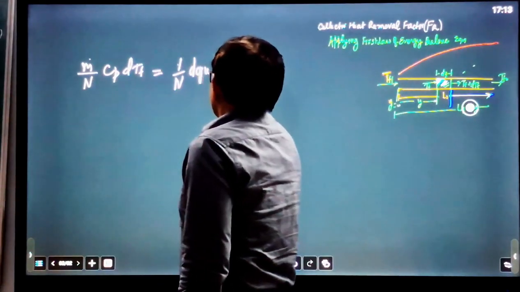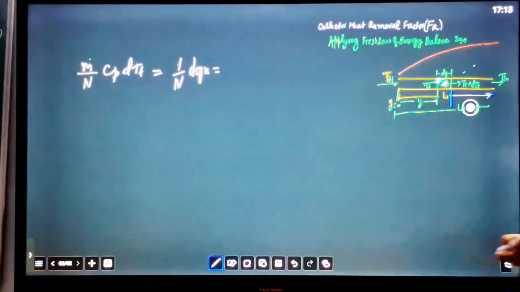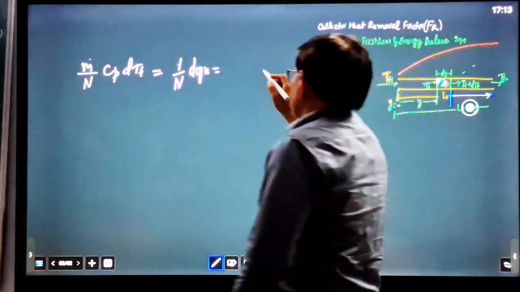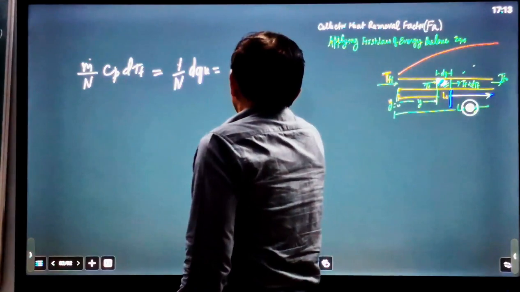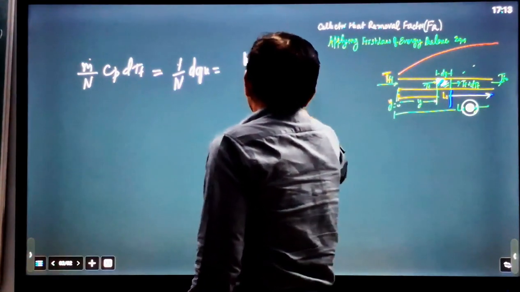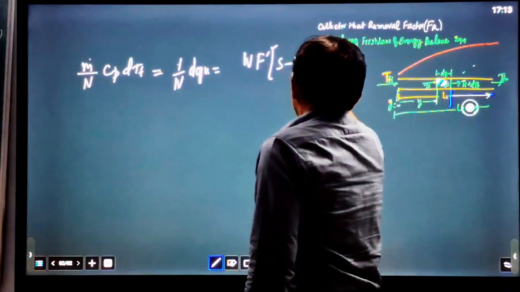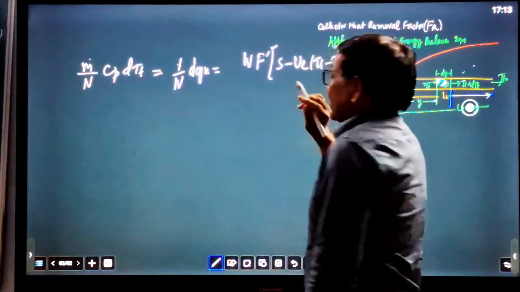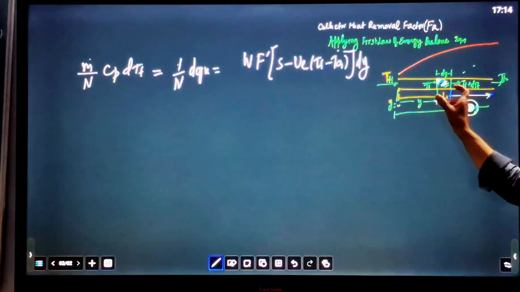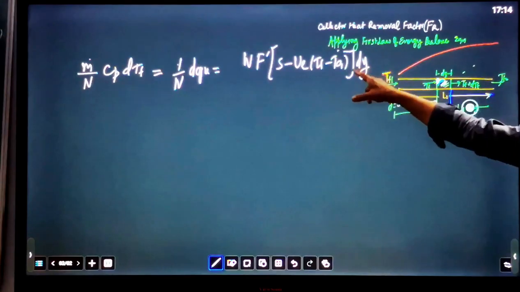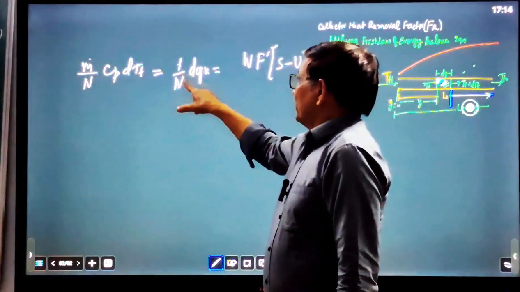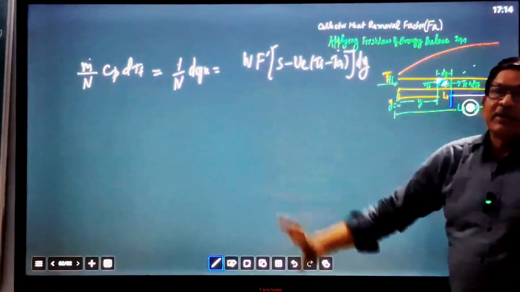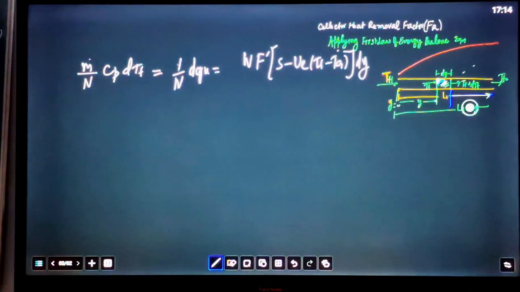dQu, that is equal to, from the earlier equation that we defined in defining the collector efficiency factor, Wf dash S minus UL Tf minus Ta, multiplied by dy, because we are taking the useful heat gain by this element in dy distance. We have taken 1 by n dQu, so multiplying by dy you get the same equation that we defined for the collector efficiency factor.